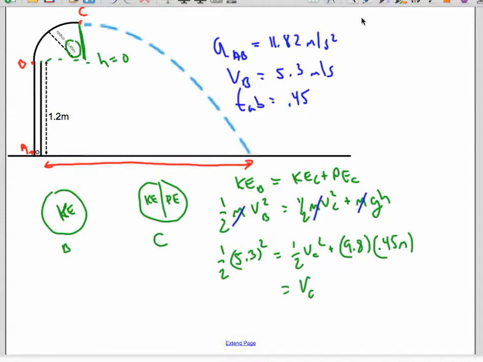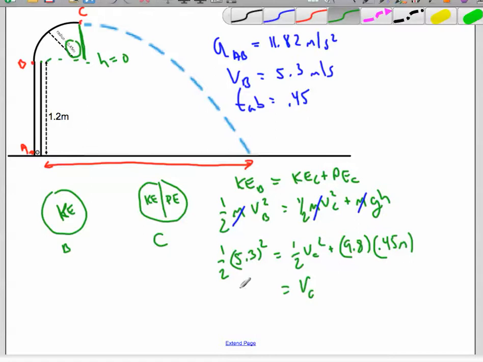Alright, so then the electron at point C will be moving 4.4 meters per second. And that sets us up for success in the last part, which is the C to D part.